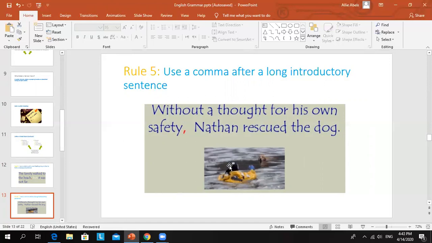This is the first sentence of this particular story of how Nathan rescued the dog. He didn't care whether he was going to drown or whether the water would be very dangerous. He went into the water, not caring about anything, to save his dog. So after using an introductory sentence, we need to put a comma and then state what happened, like in this case.